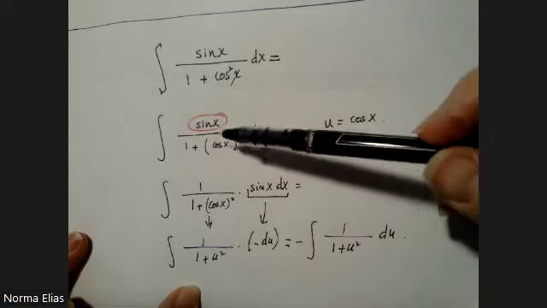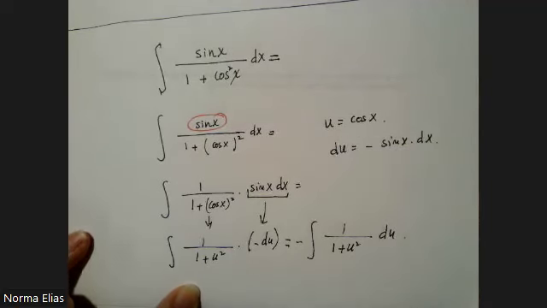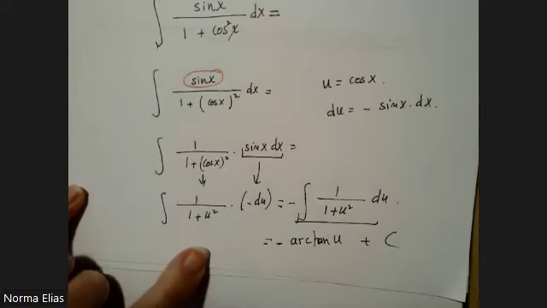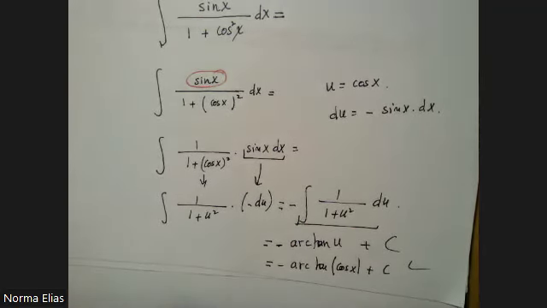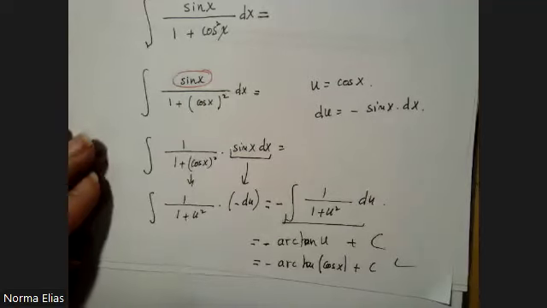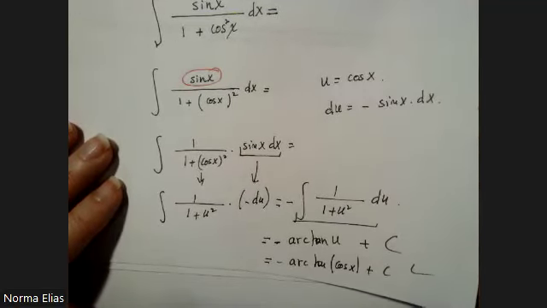So always we try to observe: is there a function, is there its derivative? That's really what we go after. Now the integral of 1 over 1 plus u squared, as we mentioned yesterday, is the arctangent of u. It means finally that's minus arctangent of cosine x plus c, and that's the end of the problem. Questions?